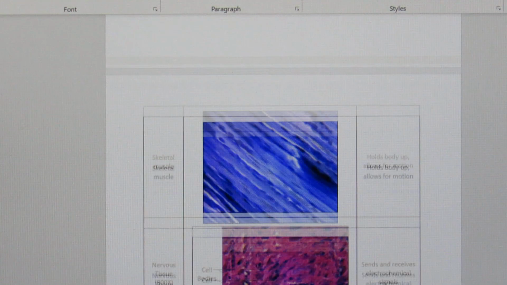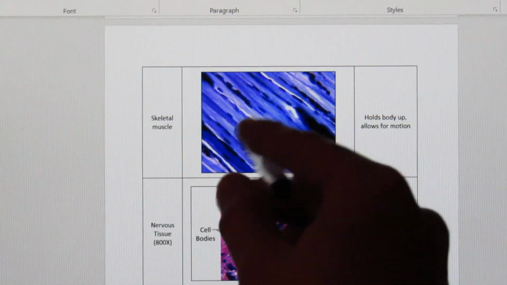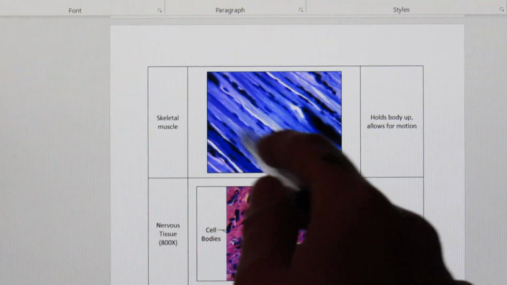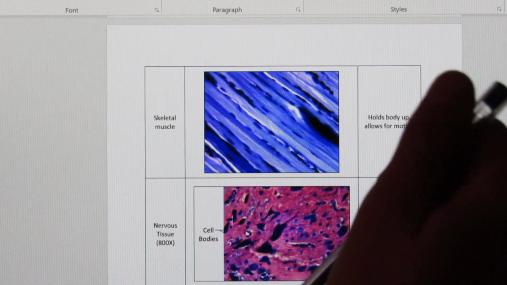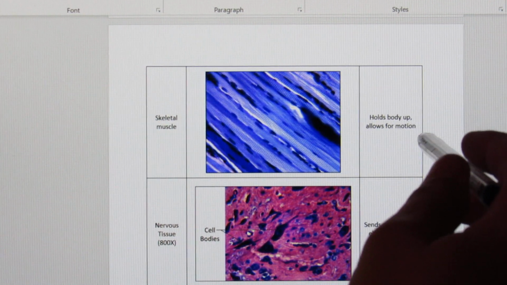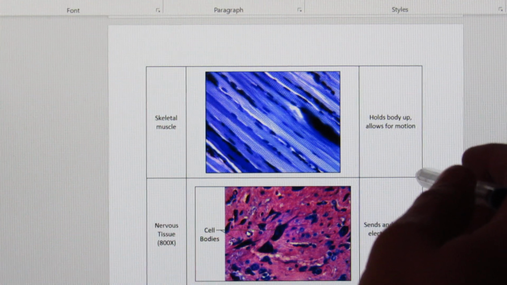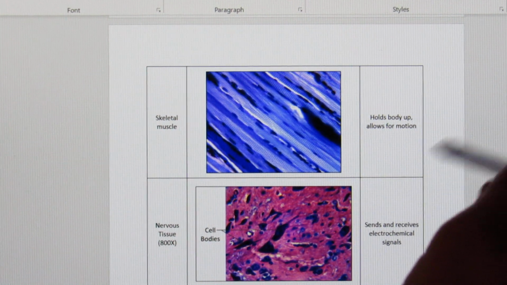Then we have the skeletal muscle, which again is the thicker type of strand with the nuclei but less plasma spots. These move the muscles, move the body.